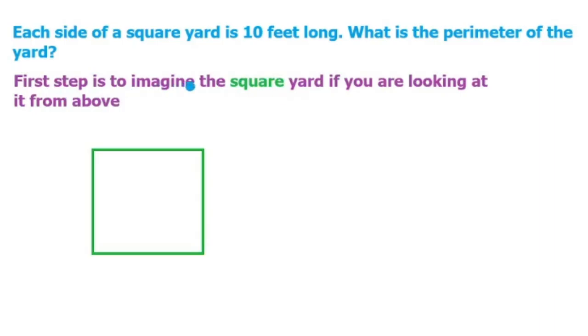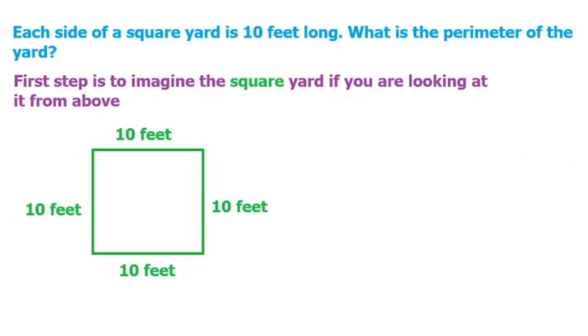So the first step is to imagine the square yard if you are looking at it from above, right? So it would look like this. This is the square yard. And then it says that each side of it is 10 feet long. So then you would just label it 10 feet on all sides, right? So now it becomes easy.